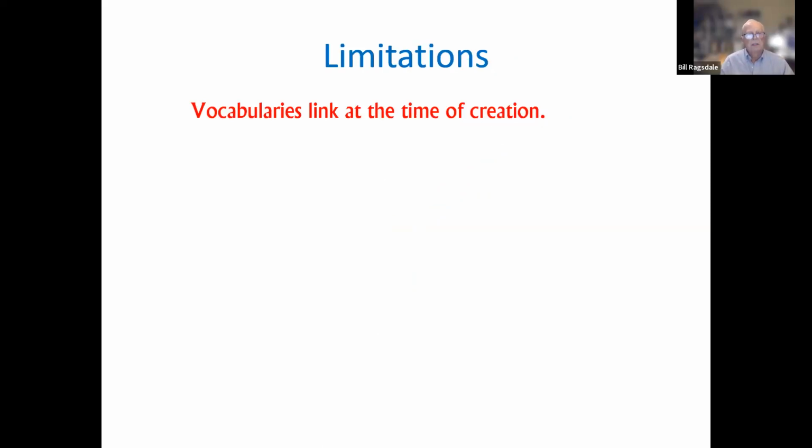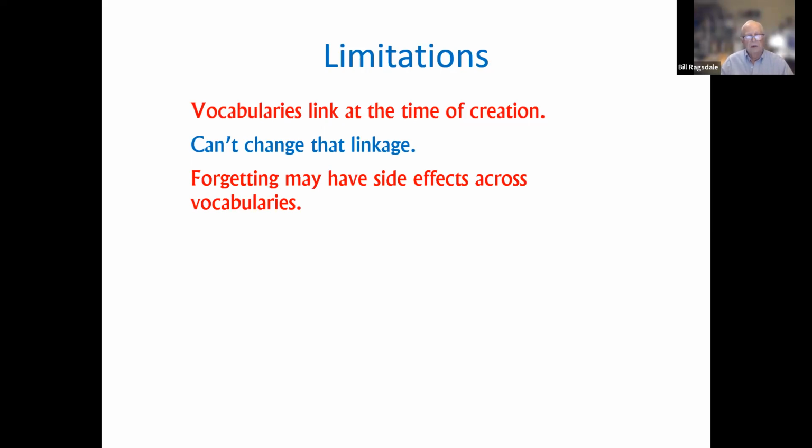So the limitations, well, first is that the vocabularies are linked at the time of creation. You can't change that linkage. And forgetting can have side effects across vocabularies. We see in that tree structure, if you were to do a forget at one of the lower levels of the tree structure, you are now interfering with what could be the searches that are done. So forgetting had to be done with a conscientious worry about keeping the integrity of vocabularies.